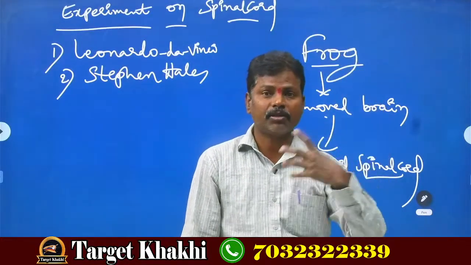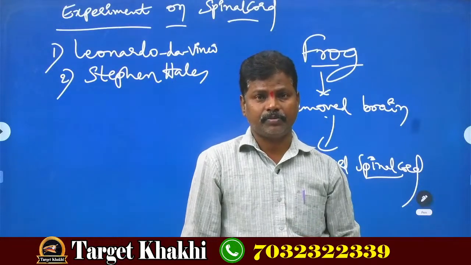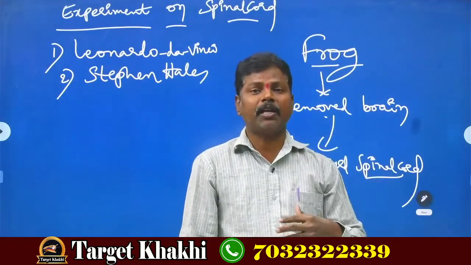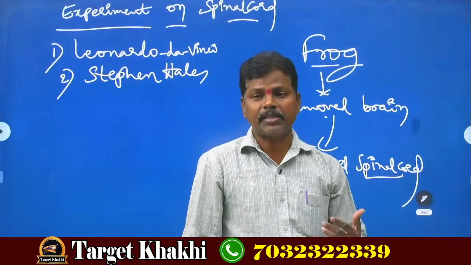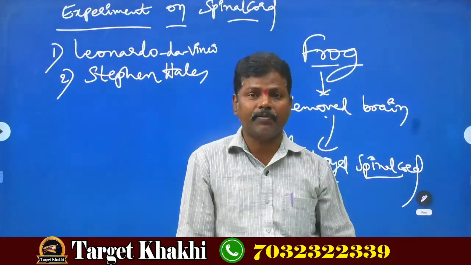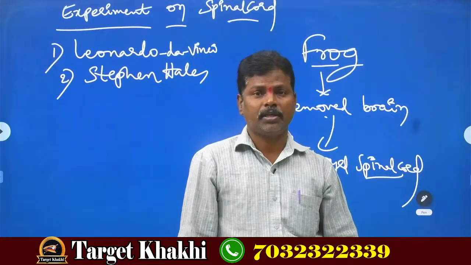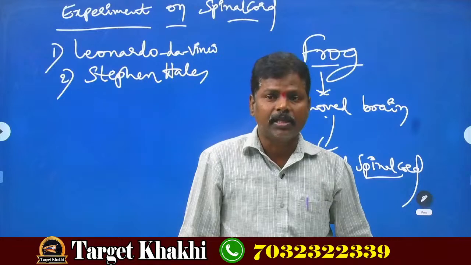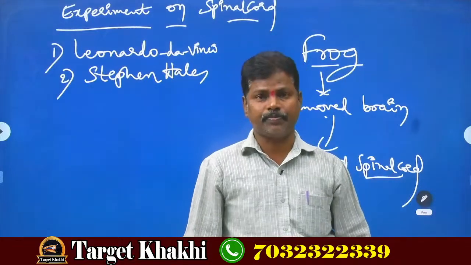So without brain also we can work, but without brain and spinal cord we cannot work. Once again, the brain and spinal cord together are called the central nervous system in our body. Okay? The brain and spinal cord together are called the central nervous system.